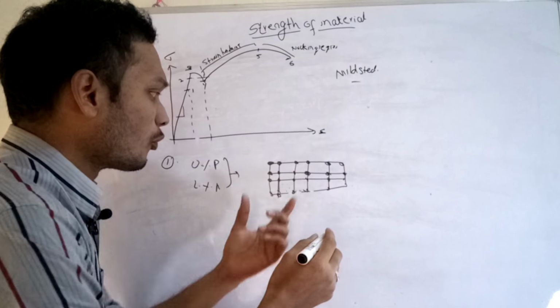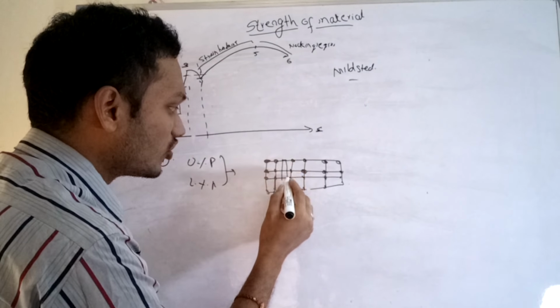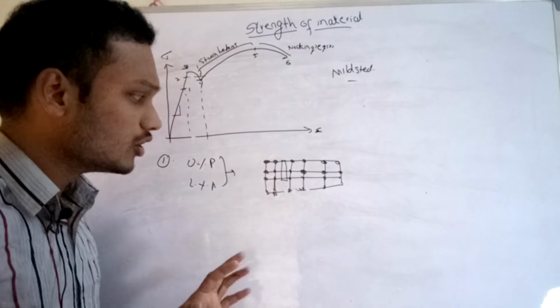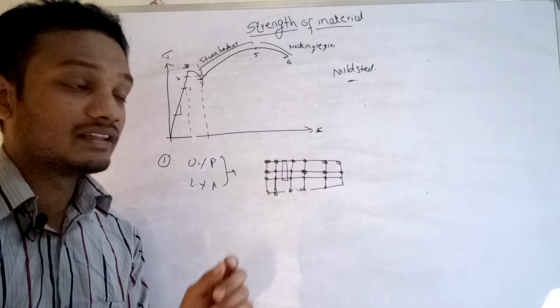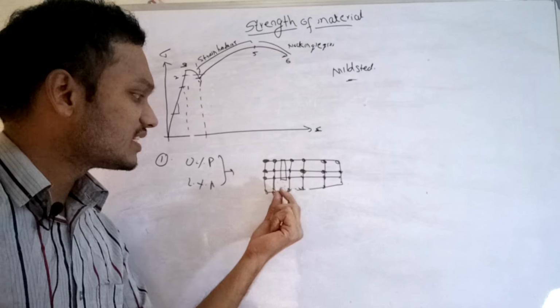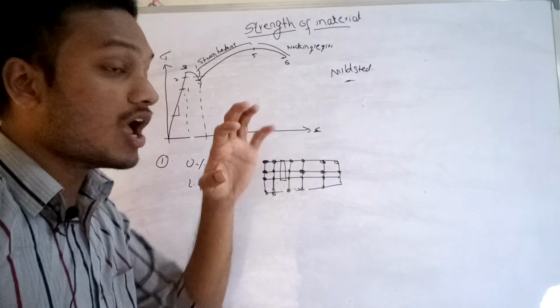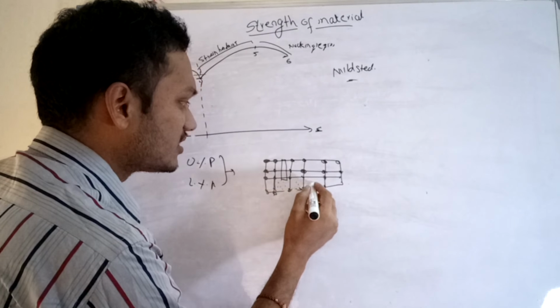When this metal is subjected to loading, you get some dislocations. Assume the metal has some edge dislocations. This mild steel consists of carbon atoms, and the size of the carbon atoms is smaller than the iron atoms, the parent atoms, so they will try to accommodate in the interstitial sites.